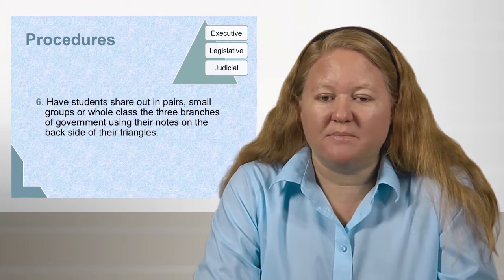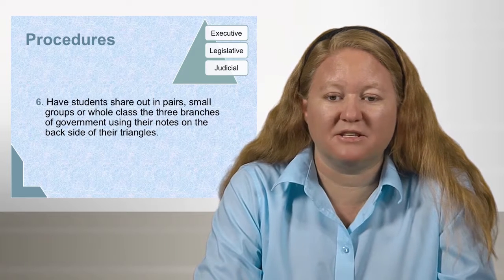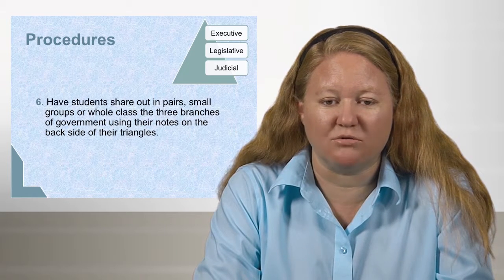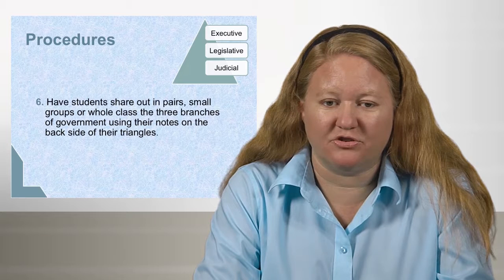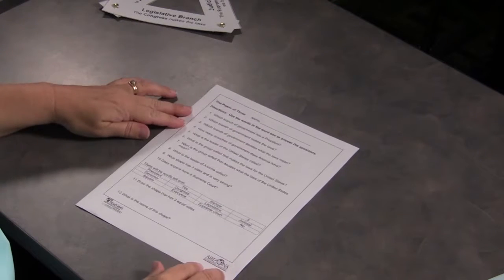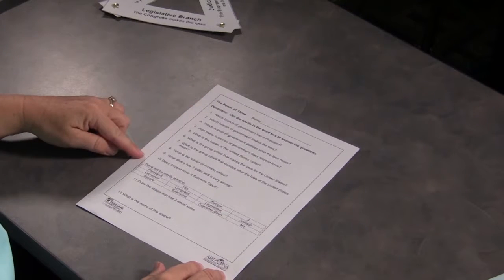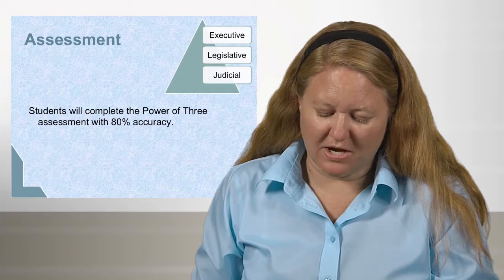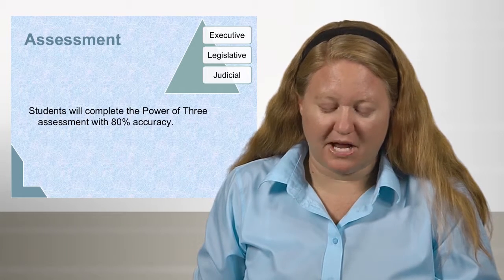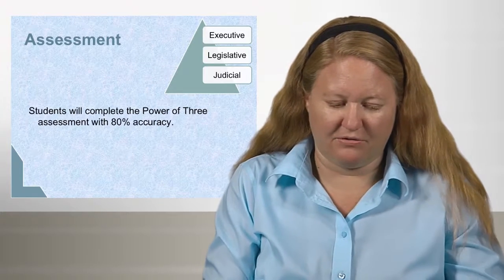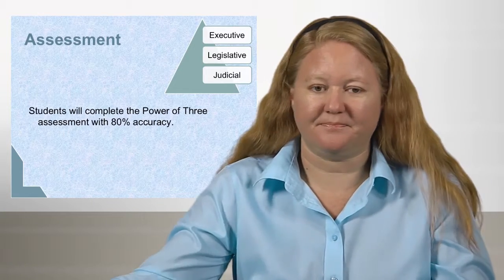Have students share out in pairs, small groups, or whole class the three branches of government using their notes they took on the back side of their triangles. The assessment will include information covered in this lesson. You will see it ask questions about the different branches of government. It'll ask questions about what the strongest shape is and why we chose to have three branches of government.